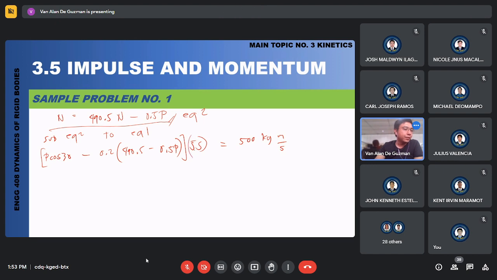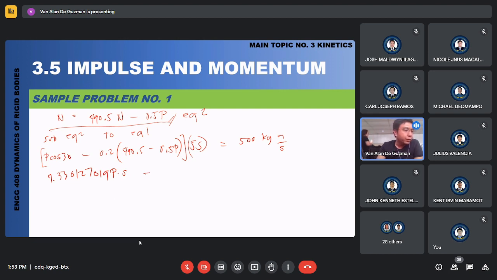Okay. So let's simplify this. Let's apply and distribute this simultaneously. 0.5 times cosine 30. 5 pala. 5 seconds times P cosine 30. So we have here 4.33012719 P. What is our unit there? In seconds. It's in seconds.